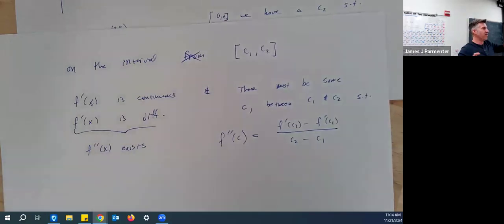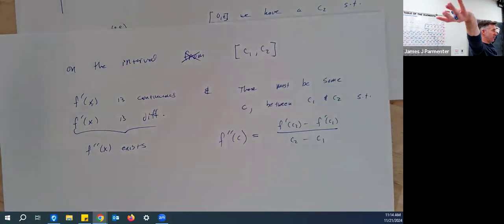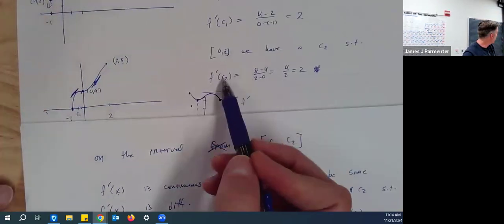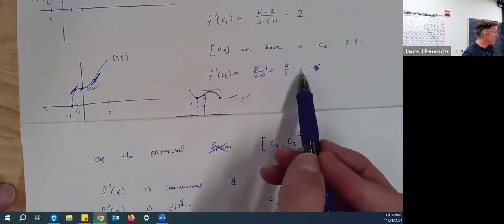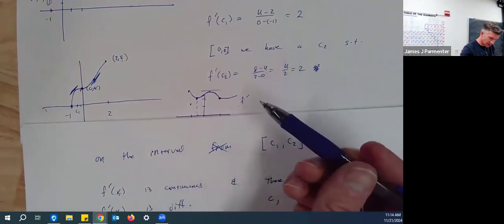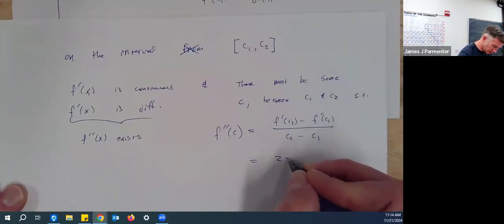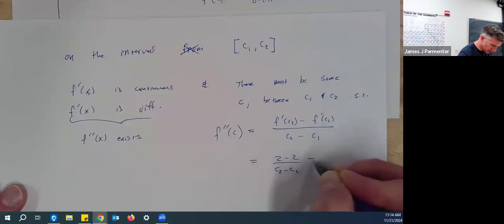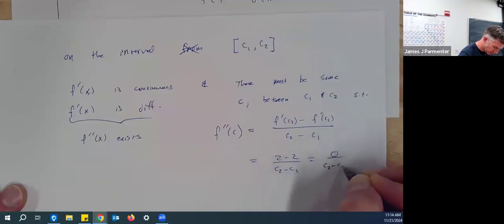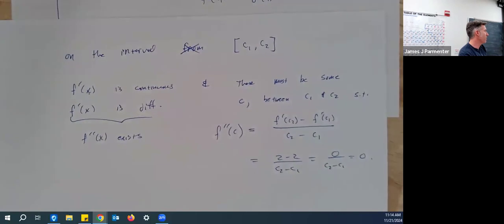Again, we're just going one level up with the mean value theorem. Instead of using the mean value theorem on the original function, we're using the mean value theorem on the derivative. But then, hey, look, what's f prime of C2? I know it's covered up over here, but f prime of C2 is 2. What's f prime of C1? Also 2. So that's going to have to equal 2 minus 2 over C2 minus C1, which is 0 over not 0, which is 0. And that's what we were trying to show.